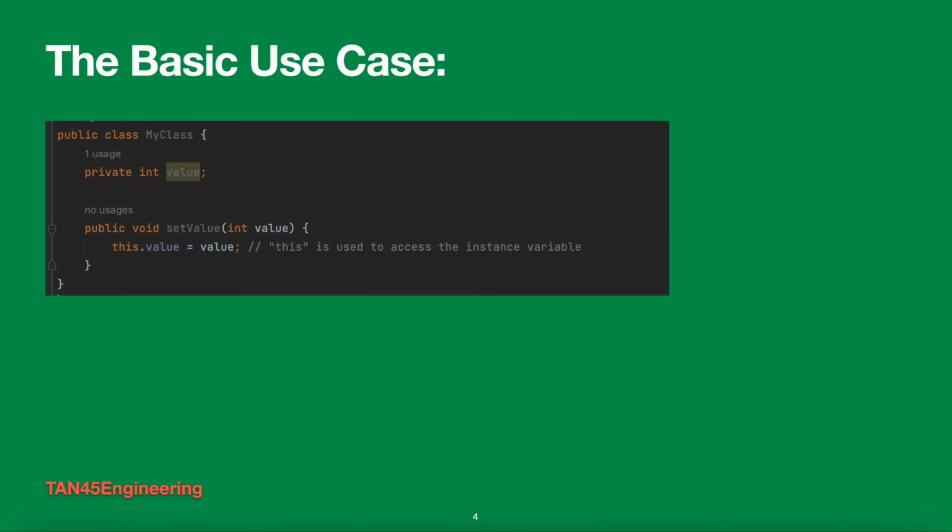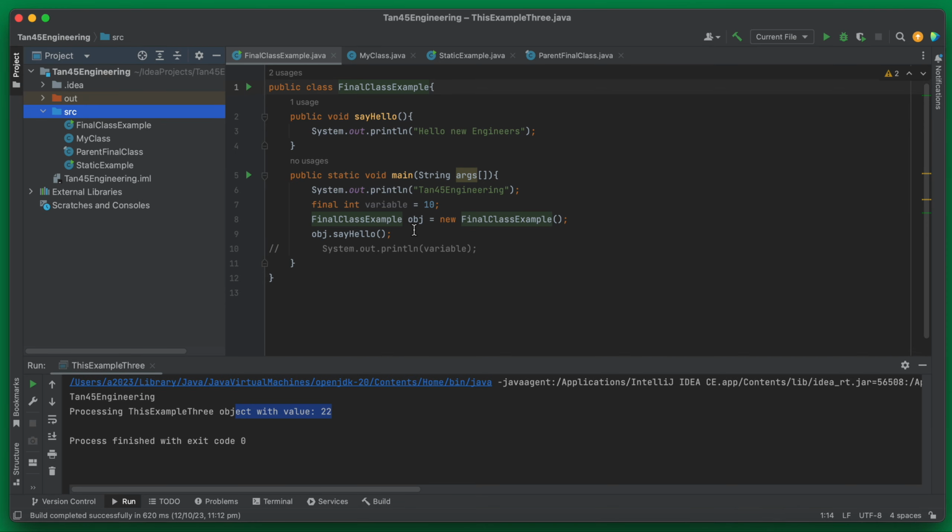Okay, this is a basic use case where we use this keyword. If you can see, we are calling a setter method here, and we are getting a value, and our initial variable has the name value as well, and we use this.value = value. So this.value refers to our internal variable, and the other value is the parameter that is being passed. Let's go through it via a code example.